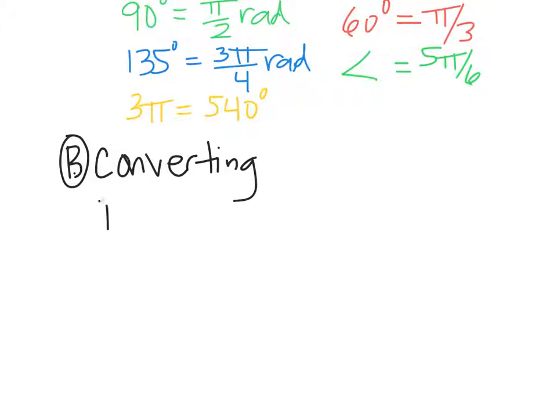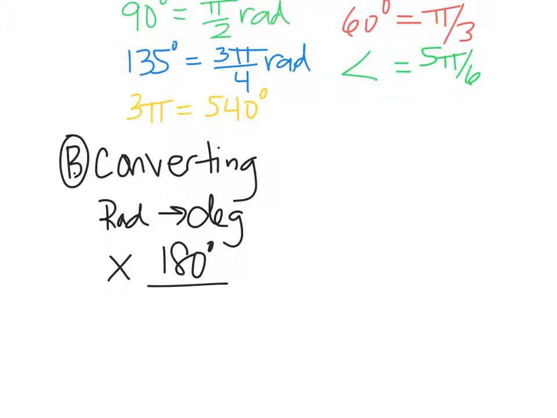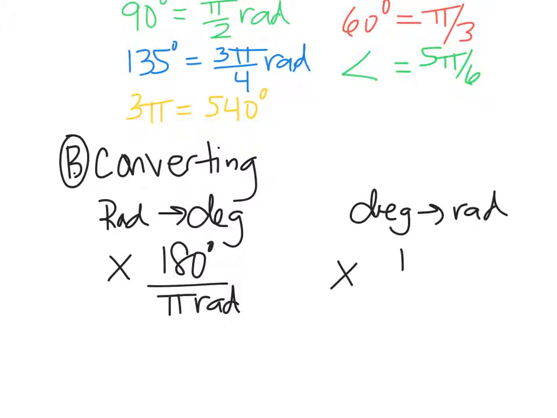So if we're going from radians to degrees, then we're going to multiply our angle measure by 180 over pi radians. Radians to degrees, you multiply by 180 over pi radians. And if you're going from degrees to radians, you multiply by pi radians over 180 degrees. You just flip it. They're equal to each other. 180 degrees is pi radians. It's approximately 3.14 radians.